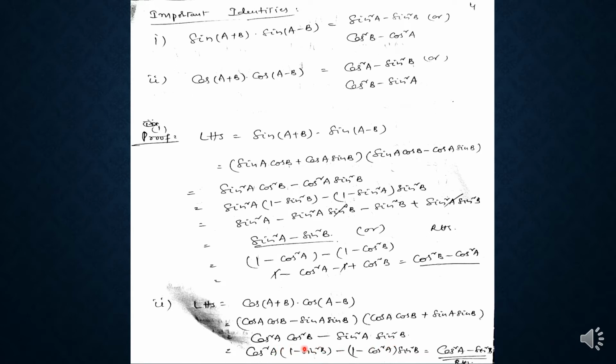Now by writing cos²B in terms of sin, this can be written as cos²A(1 − sin²B) minus, writing sin²A in terms of cos, (1 − cos²A) into sin²B. By simplifying this, we get cos²A − cos²A sin²B − sin²B + cos²A sin²B. Then these two terms get cancelled. Then cos²A − sin²B will remain. This can be written as, if we write sin²B in terms of cos², this becomes cos²A.